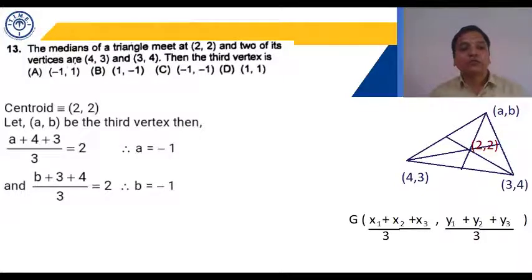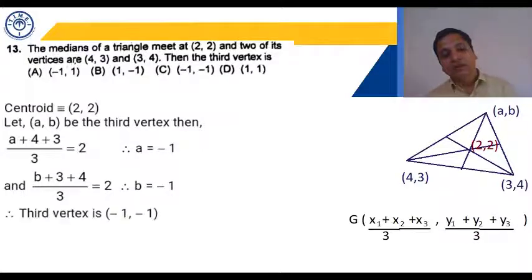So we are supposed to find the coordinate of the third vertex which is not given to us. That is A comma B. A is -1, B is -1. So can we safely say we found the third vertex as -1 comma -1.